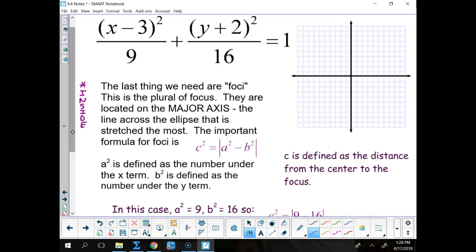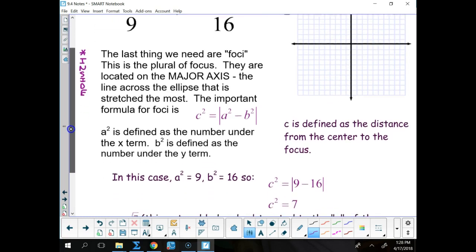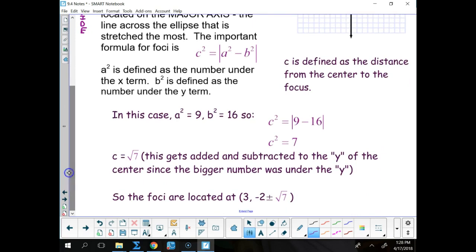C is the distance from the center to the focus. So in this particular case, a squared is 9, b squared is 16. So c squared is going to be the absolute value of 9 minus 16. 9 minus 16 is negative 7. Absolute value of that is positive 7. So c squared is equal to 7. But that's c squared. C is the square root of 7. Okay? Because I have to find just c.